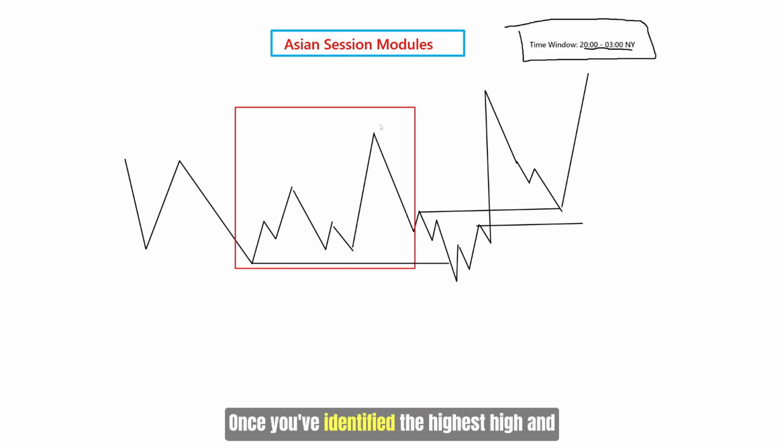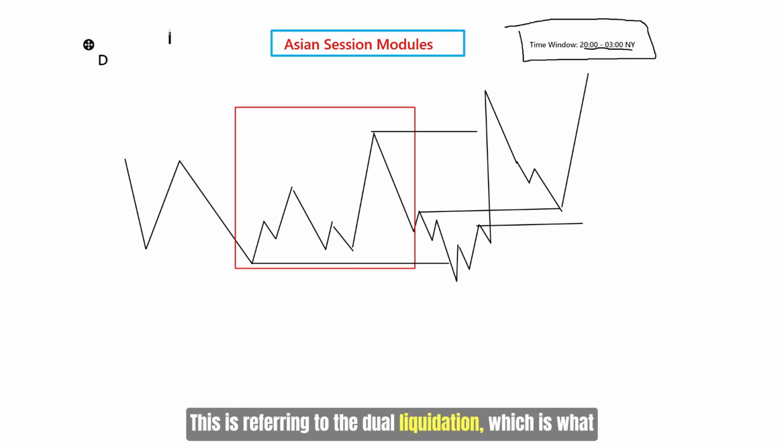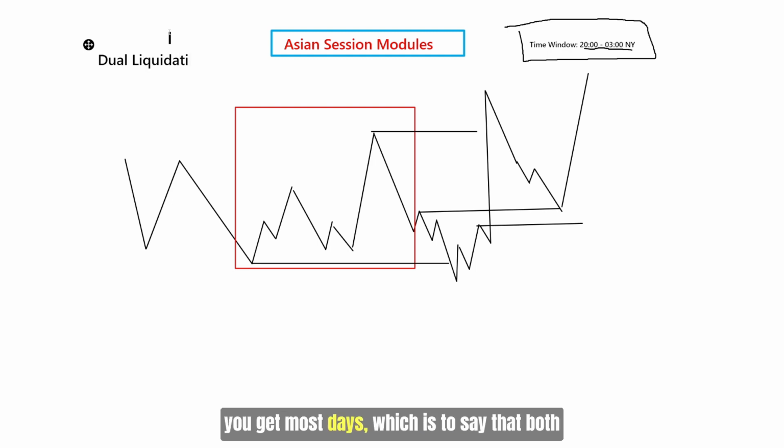Once you've identified the highest high and the lowest low within the range, and this is for the dual liquidation module, okay, there are a few more. I'm going to be talking about the dual liquidation first. This is referring to the dual liquidation, which is what you get most days, which is to say that both sides of the Asian session range will get taken out. And all you're doing is you're looking for price to sweep whatever side it does first and trading opposite to that.